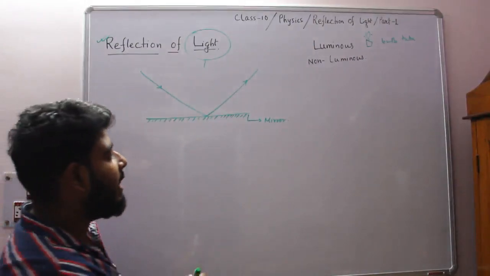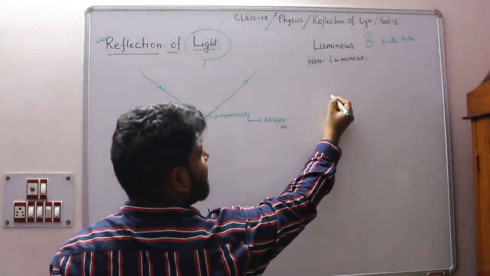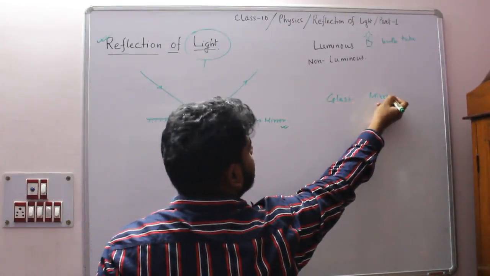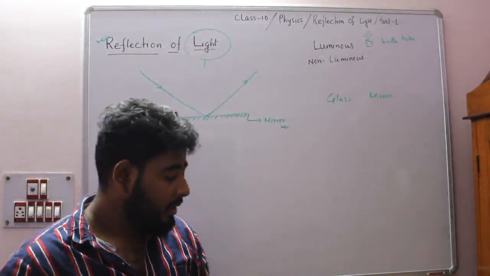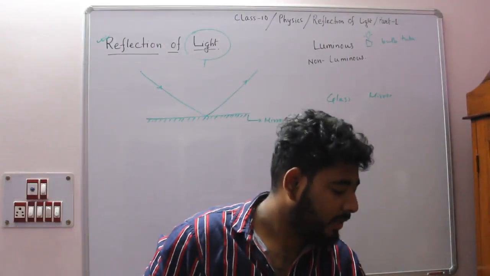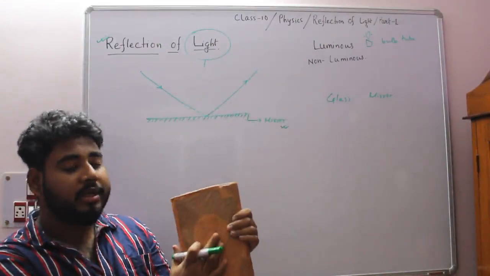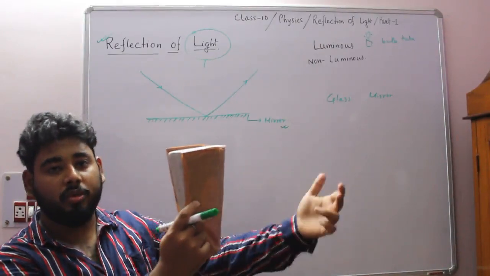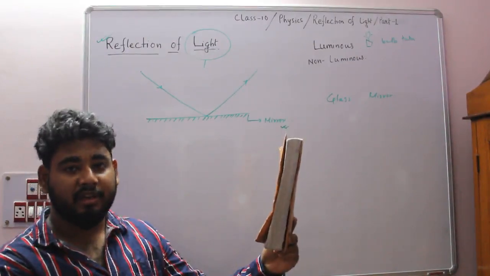Before going into the next part, can you tell me the difference between glass and mirror? Can you tell me what is the difference? Suppose this is a book, and you consider this as a glass. So what is the function of a glass? We can see through this, right? But in the mirror we can see ourselves.